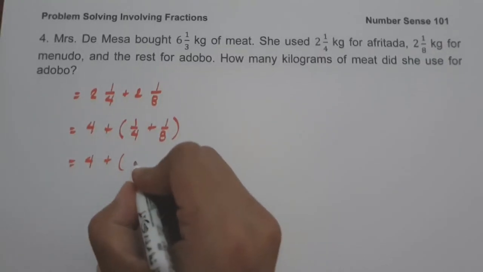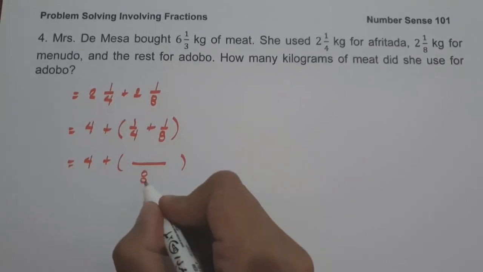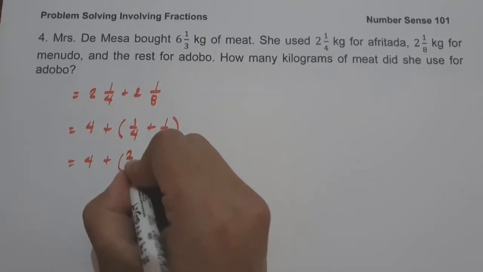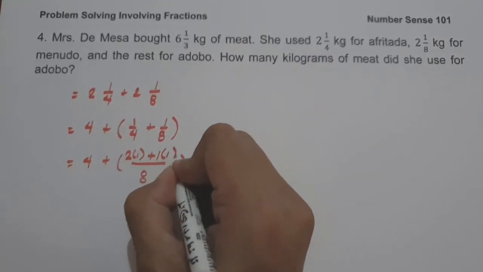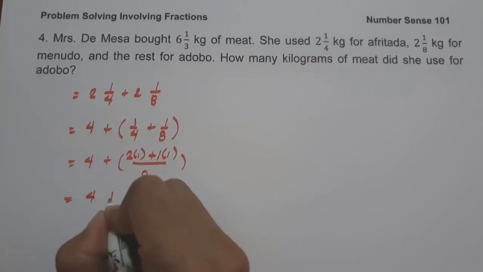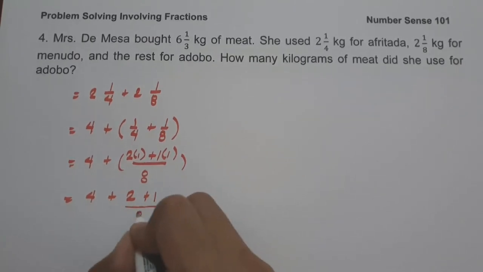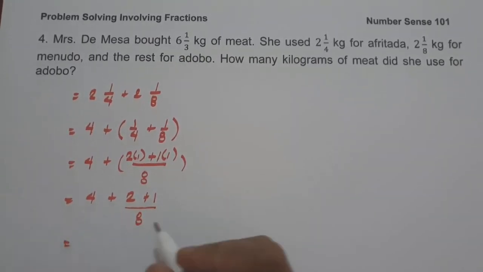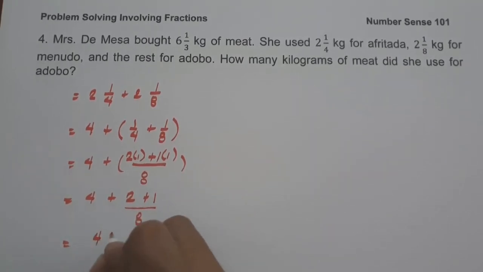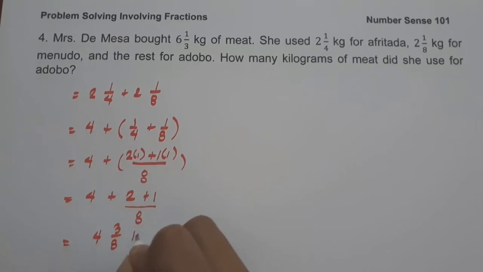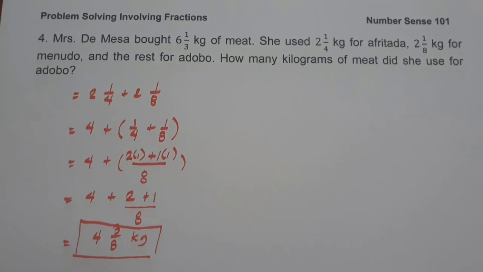Since we are adding fractions with different denominators, let us find the LCM of 4 and 8, that is 8. 8 divided by 4 is 2, times 1. And then 8 divided by 8 is 1, times 1. So let us have 4 plus 2 multiplied by 1, that is 2. 1 times 1 is 1, all over 8. So let us have 2 plus 1, that is 3, and then we have 8. So we are going to have 4 and 3 over 8 kilograms. So this is the total number of kilograms she used for apretada and menudo.